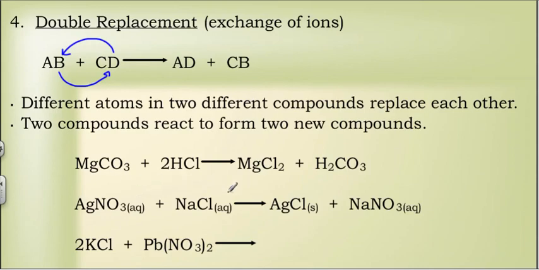A good example would be these 2 right here: MgCO3, magnesium carbonate, and hydrochloric acid. We're going to have CO3, which has a -2 charge, and Cl is going to have a minus charge. H is positive, Mg is positive. These are just going to switch. The negative anions are going to switch. And so we get magnesium chloride and then carbonic acid over here.